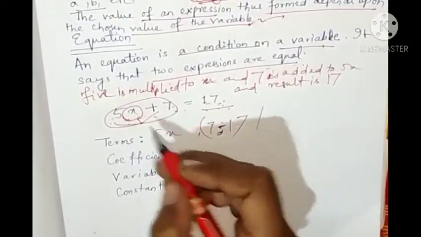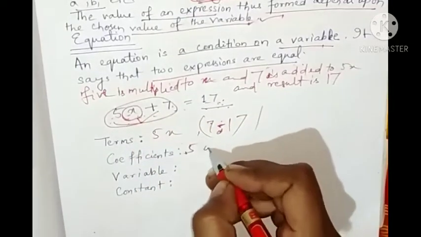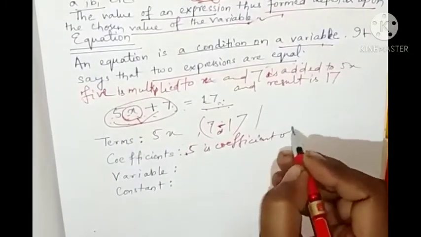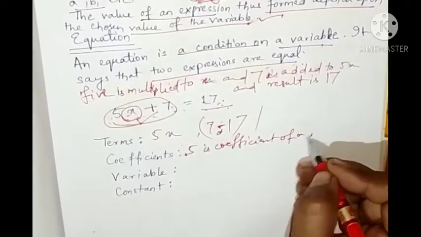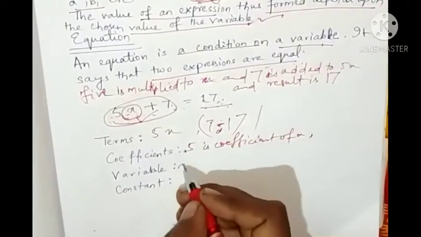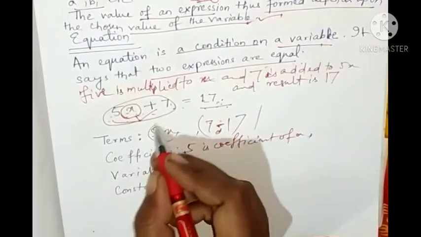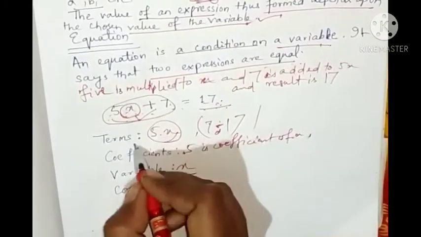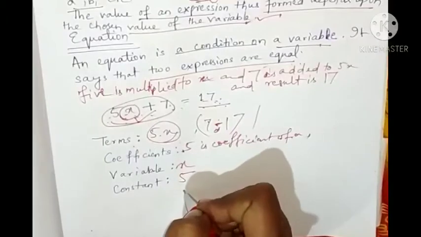Then the coefficient: look here, 5 is the coefficient of x, and x is the coefficient of 5. Then the variable is x, and the constant is 5. So in the term 5x, 5 is the coefficient of x, x is the coefficient of 5, the variable is x, and the constant is 5.